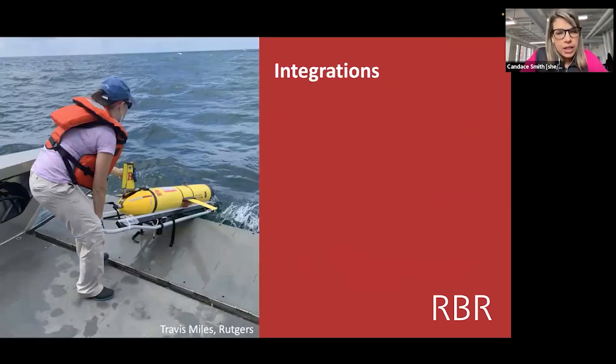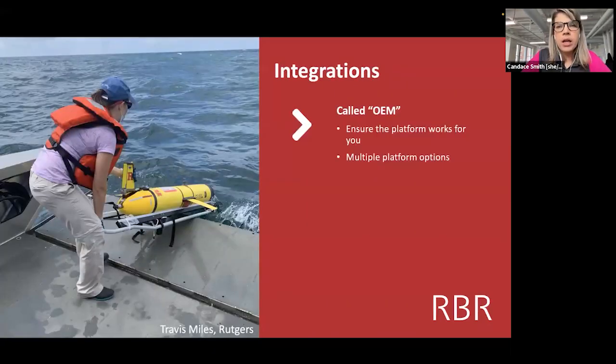And finally, for the integrations, the integration piece is actually at most companies called OEM. So that really means that we work directly with the manufacturers of the platform, with the glider manufacturers or the float manufacturers, and we give them essentially just the sensor piece, and we work really closely with them.